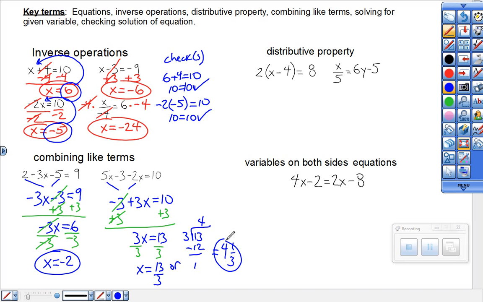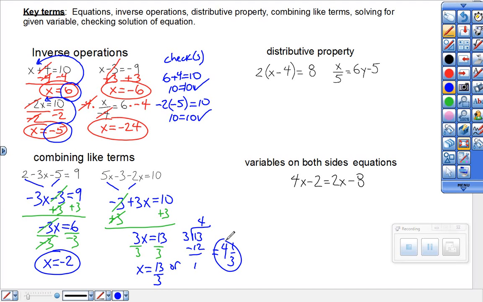So first problem, I combined 2 and -5 to get -3. Brought down the negative with the 3x. Make sure you do that. And then my inverse operation is adding 3 to both sides. And then last inverse operation, dividing both sides by -3. Don't want to add 3 right there. Divide, because -3x is -3 times x.